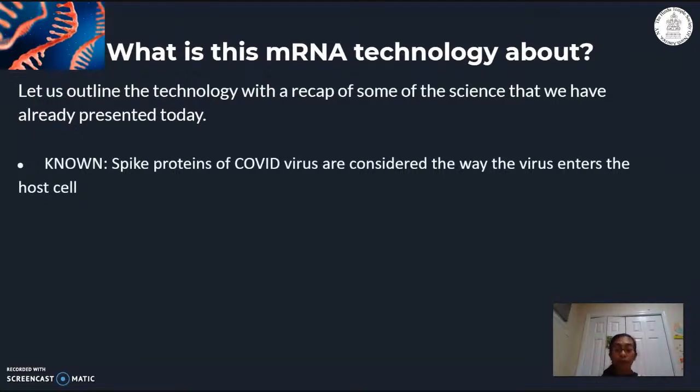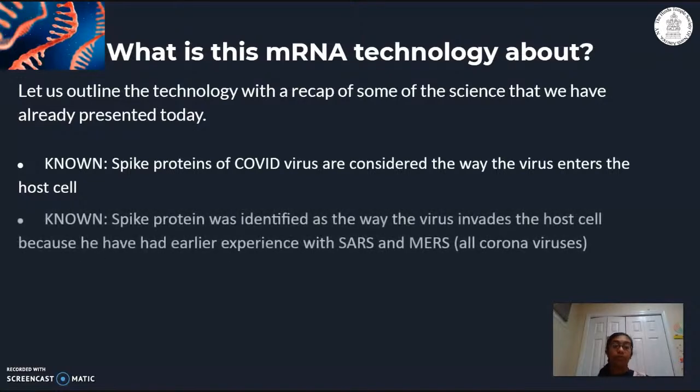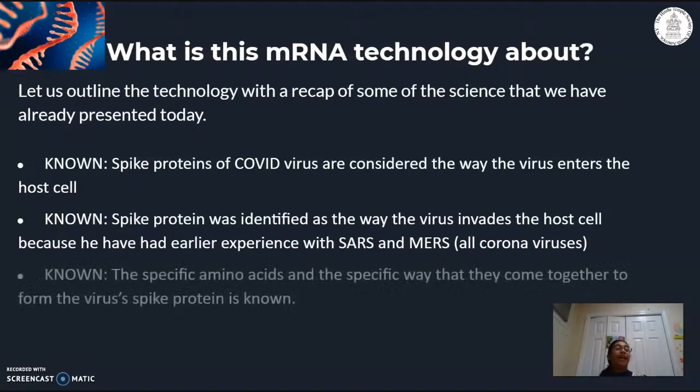Known spike proteins of COVID virus are considered the way the virus enters the host cell. We also know that spike protein was identified as the way the virus invades the host cell, because we've had similar experience with SARS and MERS. They all belong to the coronavirus family, so we know how it behaves. The amino acids, and the specific way that they come together to form the virus's spike protein, are also known.